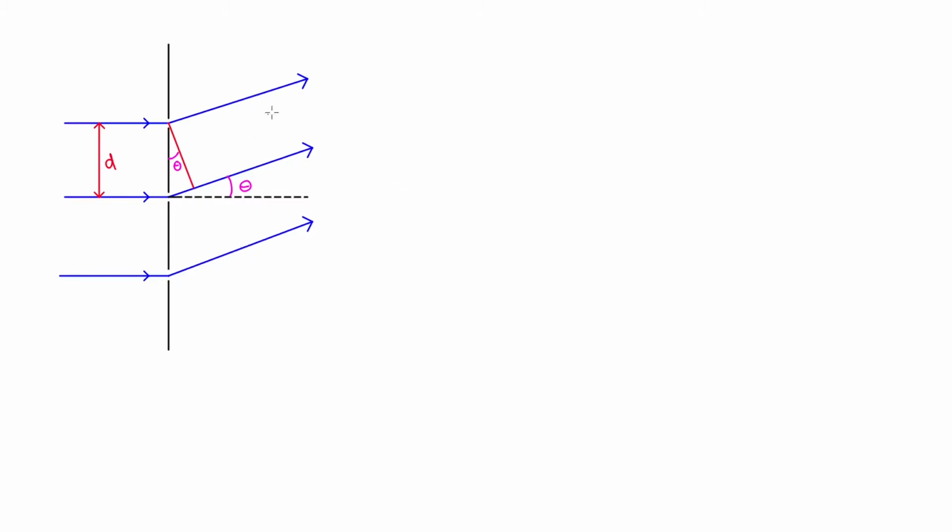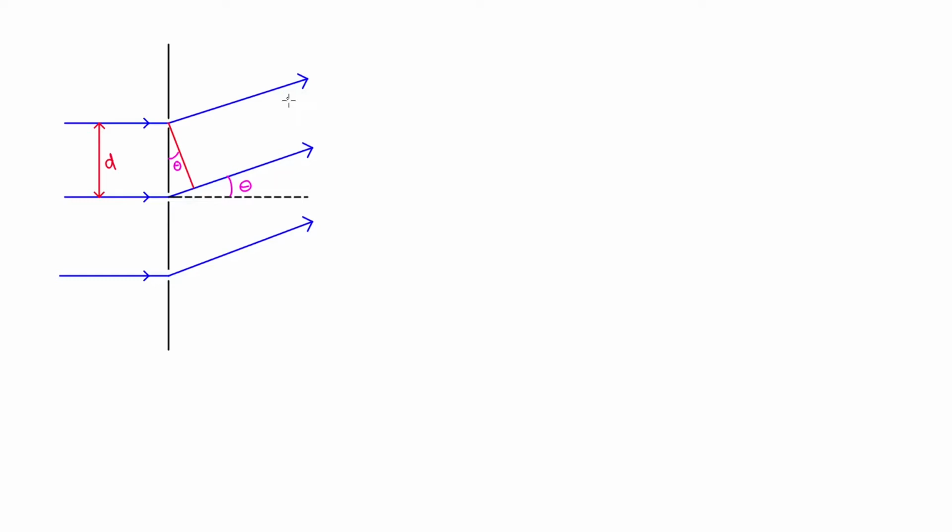Obviously they're converging slightly because they're all going to hit that first subsidiary maximum, but the distance from the diffraction grating to the screen is so much bigger than the distance between these lines on the diffraction grating that they can be considered almost parallel. We're going to assume that they're parallel.